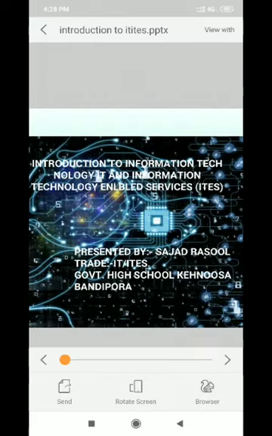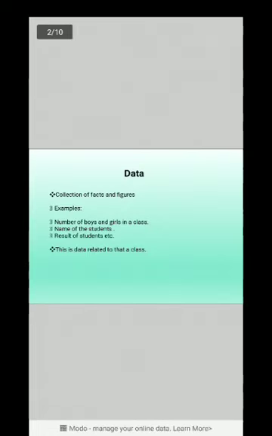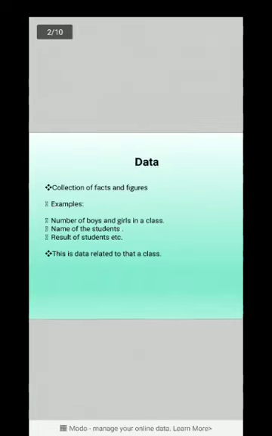Before moving to our main topic, we must know a few key terms. The first term is data. What is data? Data is a collection of facts and figures. The examples are the number of boys and girls in a class, names of the students, results of the students, etc. This is all data related to a class.